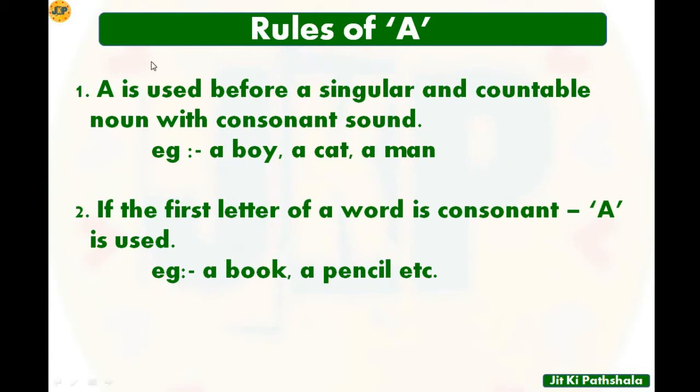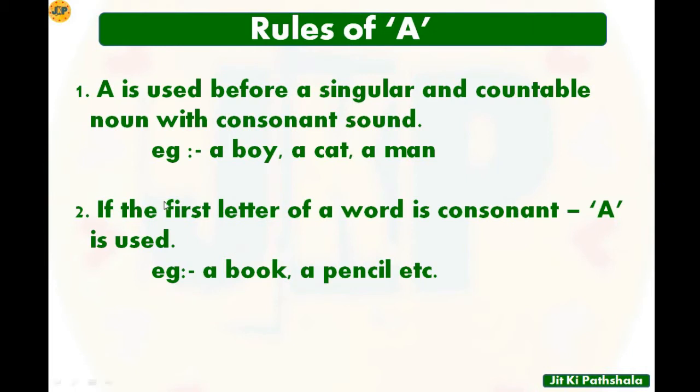For example, a boy, a cat, a man. The first letter of boy is B. The sound is consonant. Cat, C, is a consonant letter and also the sound is consonant. Man, M, is a consonant and the sound also is a consonant. In this way, A is used before a singular and countable noun with consonant sound.